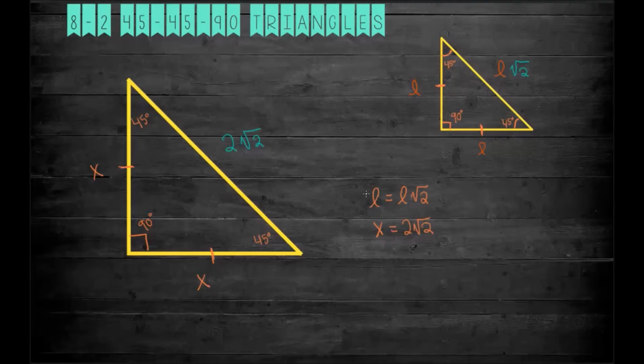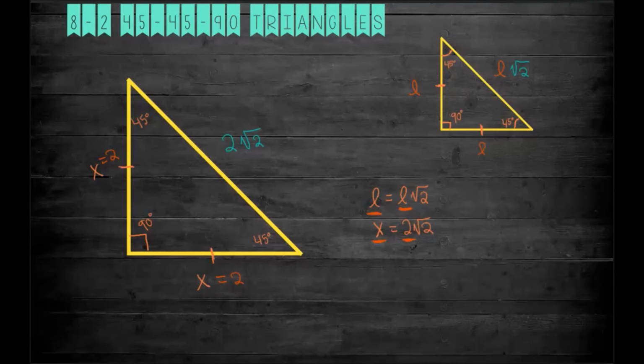So this L here matches up with the coefficient, or the whole number multiplying the square root of 2, which means x has to equal 2. So we know that x is going to be 2, because we can take this 2, multiply it by the square root of 2, as we see in this ratio, and we get 2 square root of 2 for the hypotenuse.